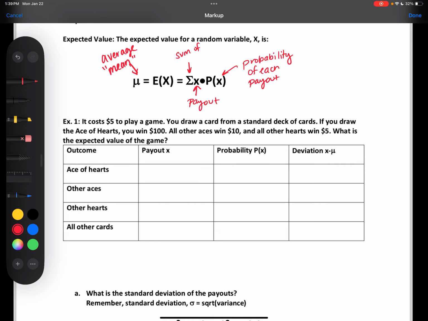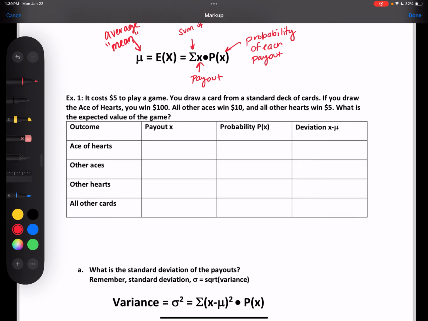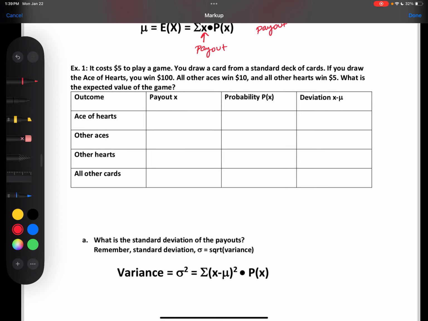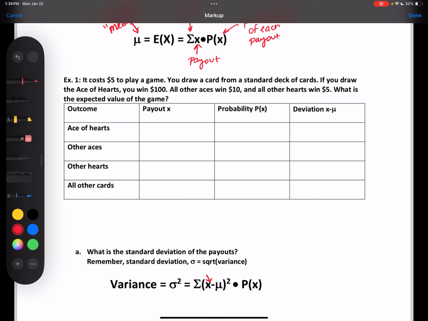While we're doing that, I'm going to go ahead and do the one down here for variance, and then that way we can just do the problem when we get to the problem. All right, so X is still the payout. Mu is the expected value, okay, from above. And P of X is the probability of the payout.